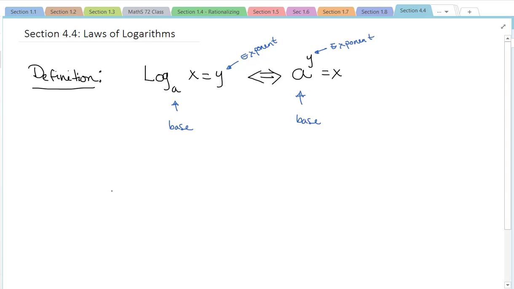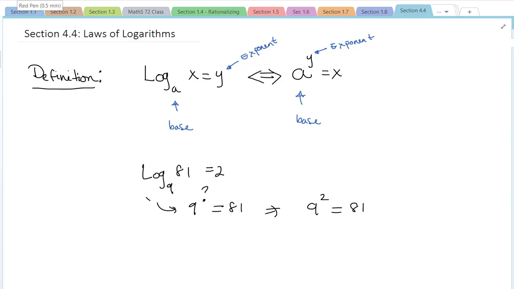For example, if I ask you to evaluate log base 9 of 81, this is really asking you what exponent do you put on 9 to get 81? So 9 to the what power gives you 81? You're looking for the exponent. In this case it's 2. 9 squared is equal to 81. So log base 9 of 81 is 2. So the answer to a logarithm is an exponent.